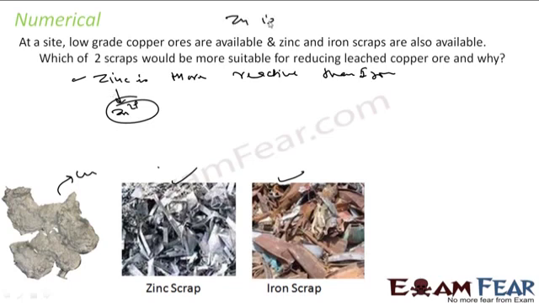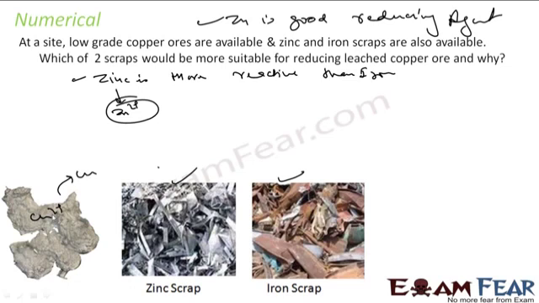So zinc is a good reducing agent. When you compare zinc and iron, zinc is a better reducing agent as compared to iron. Right? So in this case, we have to reduce copper ore to copper. This is in the copper 2 plus form, and we have to reduce it to copper. So zinc is a better option.